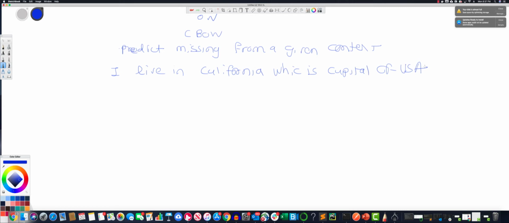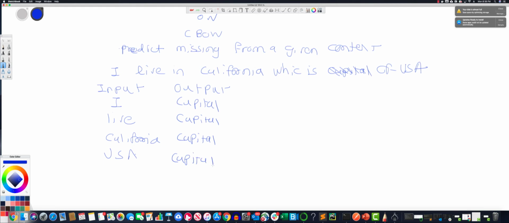In this example, what we do is we mask this word, let's say capital. Then we represent a training example in which we have the input I live California USA, and the output is capital. Right? So we just define a training example like this.